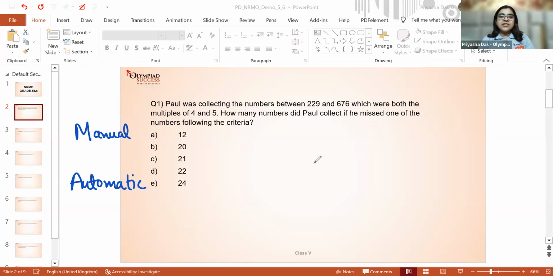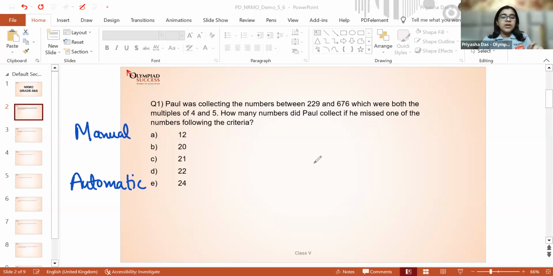The first is that you have to collect all the numbers which are divisible by 4 also and 5 also. Second, the range given is 229 to 676. So all the numbers which fall in the table of 4 and 5.